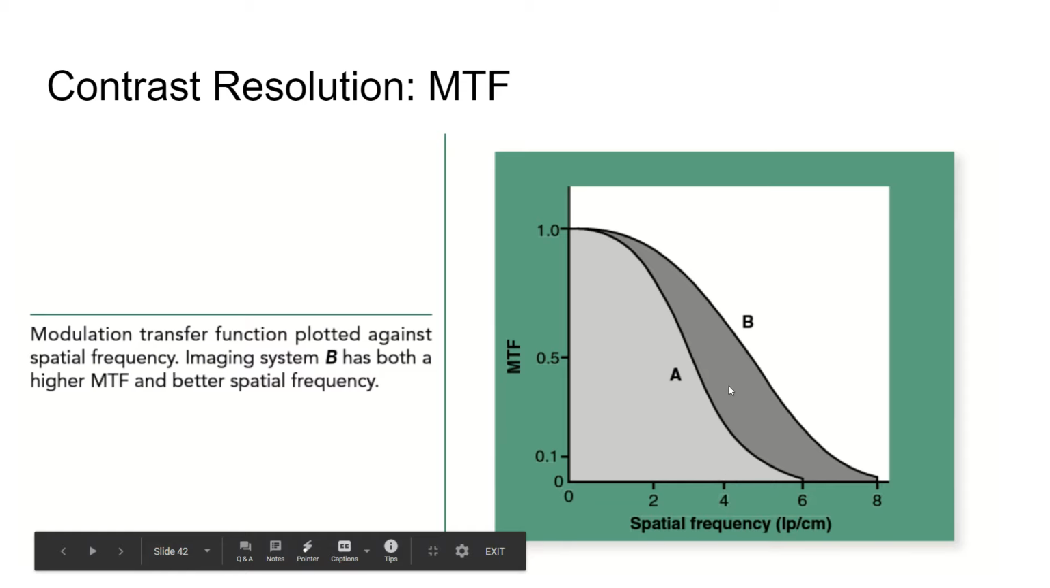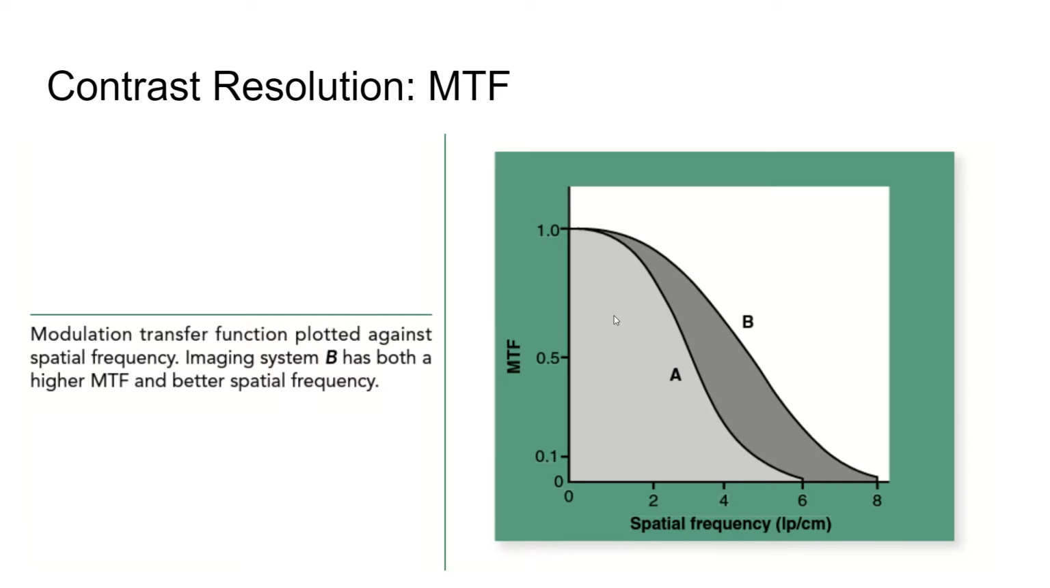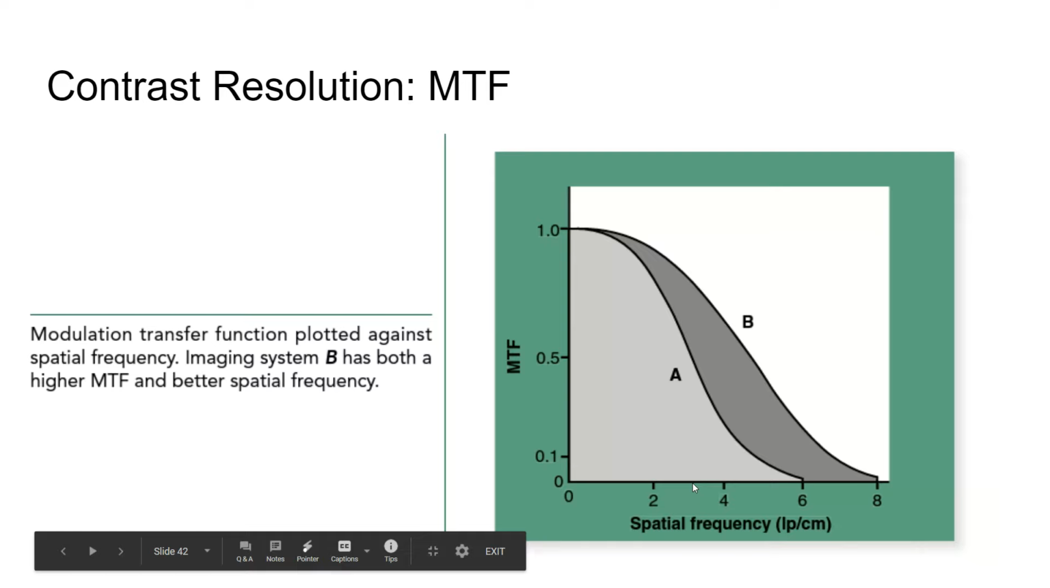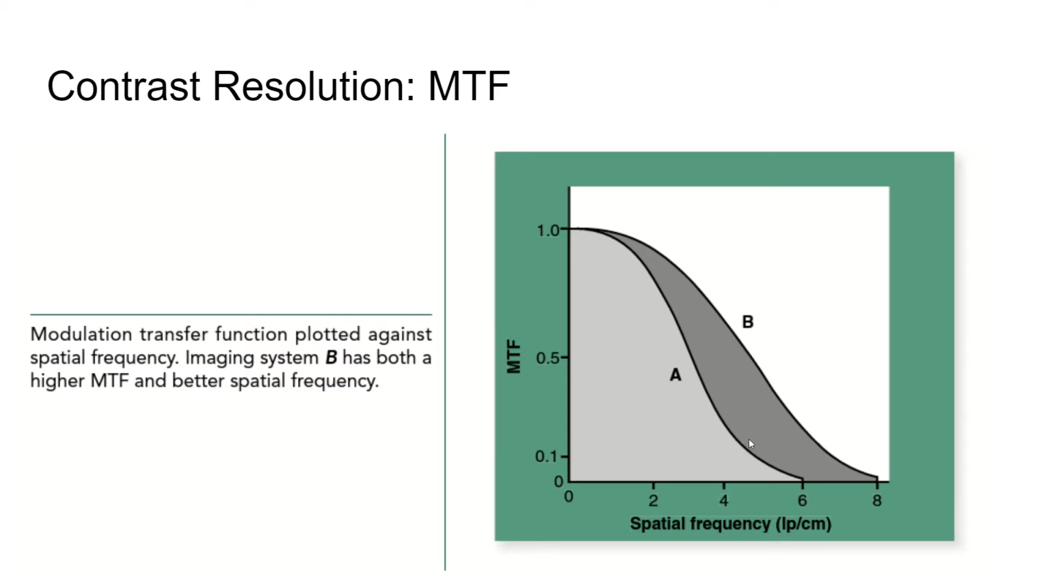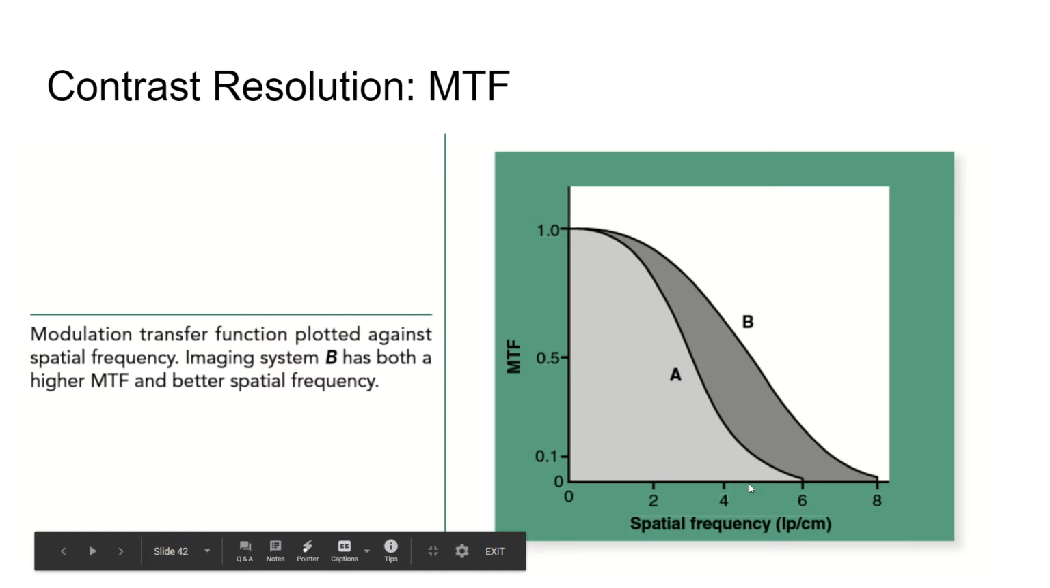But at 4 spatial frequencies, system B has a much higher MTF. You guys see that? It also has better spatial frequency. So at a 0.5 MTF, A gives us a spatial frequency of, I don't know, like 3. And at 0.5, system B, if we go across, has a higher spatial frequency. We went from 3 to maybe 5-ish.